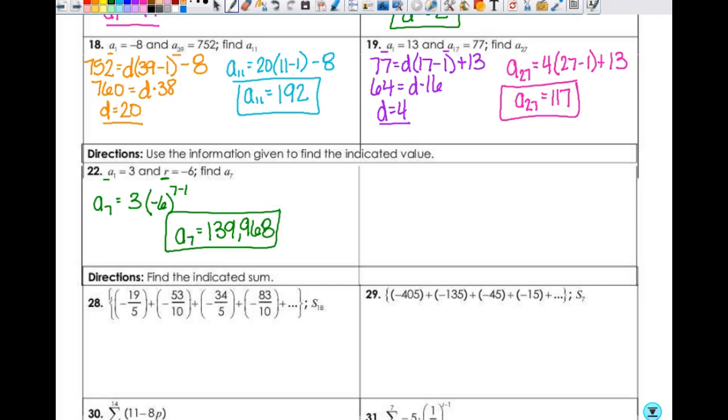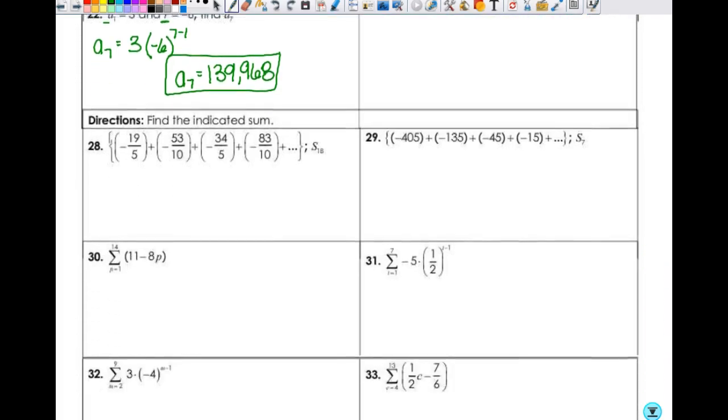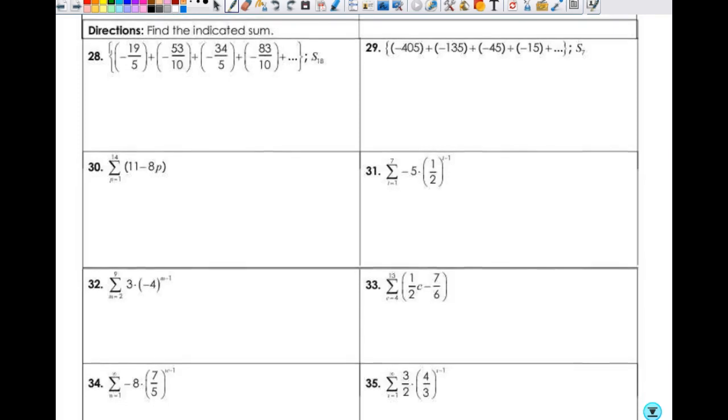All right, so now we're moving on to the series where we're going to be summing things up. So once again, I have to determine whether it is arithmetic or geometric. So if I want to determine that, I can take negative 53 over 10 minus a negative 19 over 5, and then negative 34 over 5 minus negative 53 over 10. And when I do that, I do see that there is a common difference, and my common difference is negative 3/2. Then A1, which I'm also going to need, is negative 19/5.